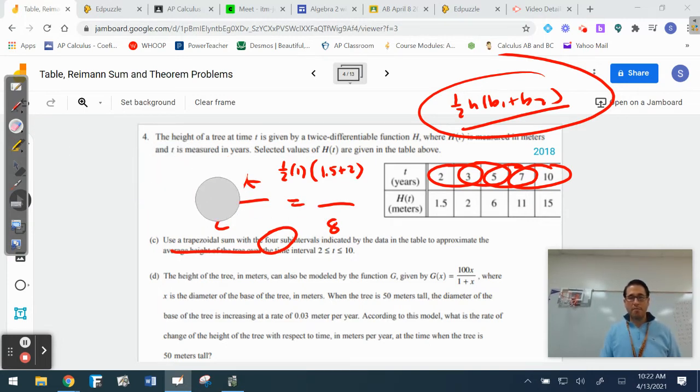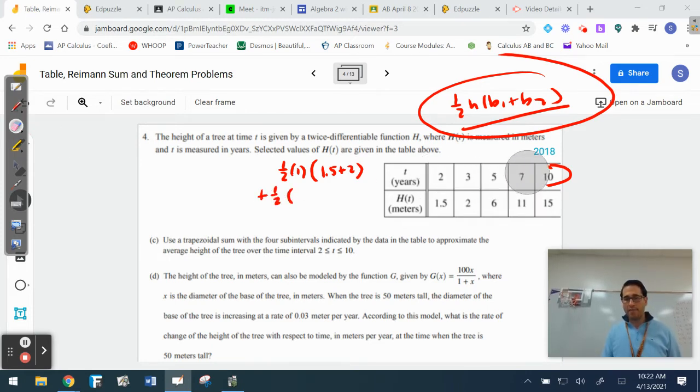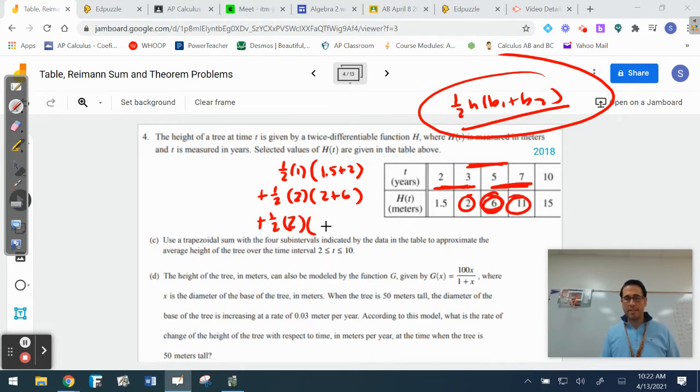I apologize, you guys. Remember, this is just the integral part I'm doing here, but I'm going to have to come down here. Plus, the next one is 1/2. Now it's from, let me erase this so you guys can follow me. Now, the first one was from 2 to 3. The next one is from 3 to 5. That's a height of 2. And my bases are just those guys, 2 plus 6. Plus 1/2. What's the next one? 5 to 7. It's a height of 2. What are the bases? 6 and 11.